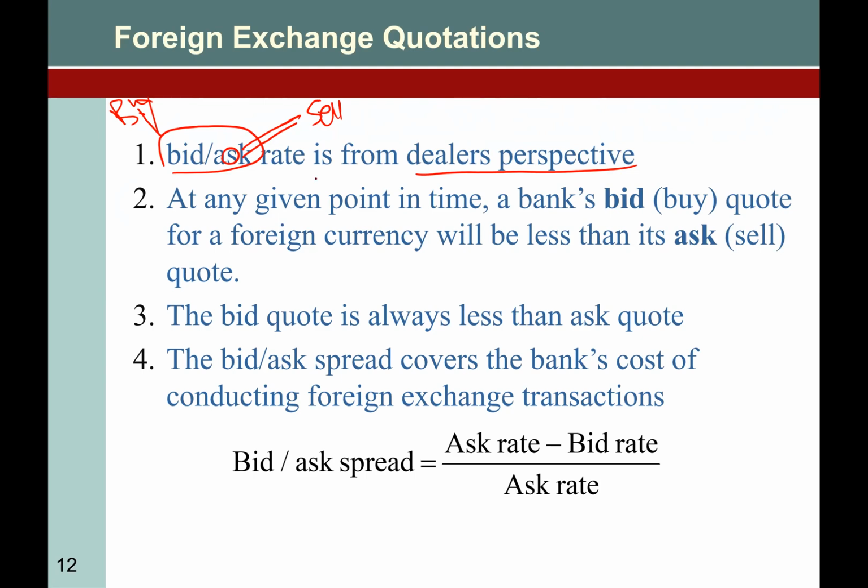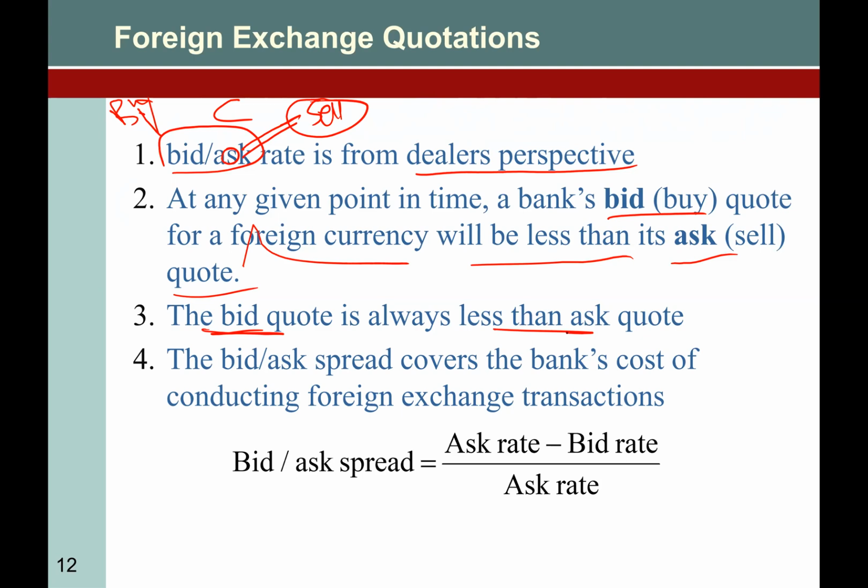At any point in time, the bank's bid quote for a foreign currency will be less than the ask quote. So the ask rate is always greater than the bid rate. That's fairly simple, because you want to make a profit. How do you make a profit? Buy low, sell high, right? So the selling price is always higher and the buying price is always lower. So the bid quote is always less than the ask quote.